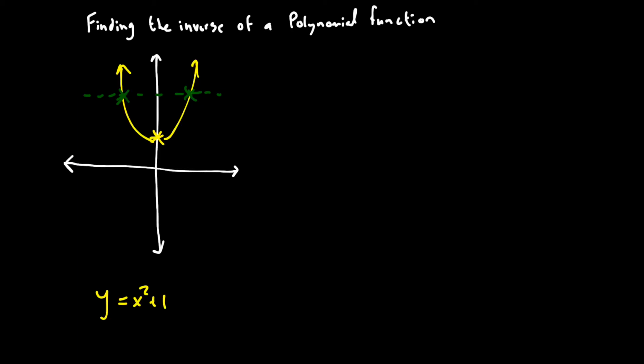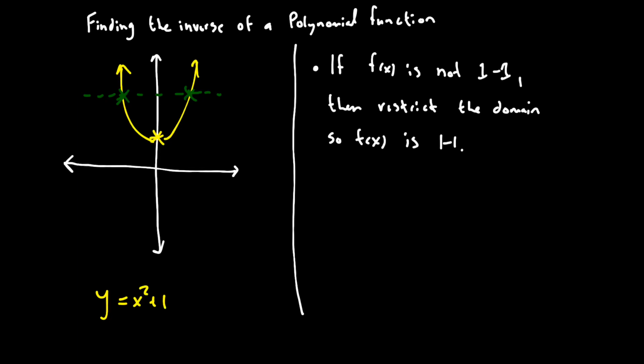But we can define an inverse for this function if we restrict it to a smaller domain so that our function is one-to-one. And in general, that's how we find inverses of polynomials. If f of x is not one-to-one, then we restrict it to a domain where it is one-to-one. And in the graph of y is equal to x squared plus 1, here's an example where the domain makes the function one-to-one.